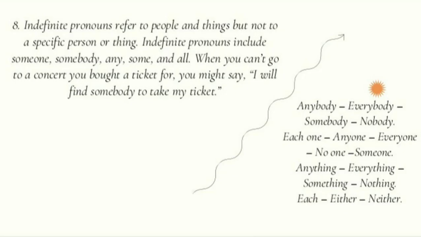And go on to the eighth, that is indefinite pronouns. Indefinite pronouns refer to people and things, but not to a specific person or thing. Indefinite pronouns include someone, somebody, any, some, and all. When you can't go to a concert you booked a ticket for, you might say, I will find somebody to take my ticket. The examples: anybody, everybody, somebody, nobody, each one, anyone, everyone, no one, someone, anything, everything, something, nothing, each, either, and neither.